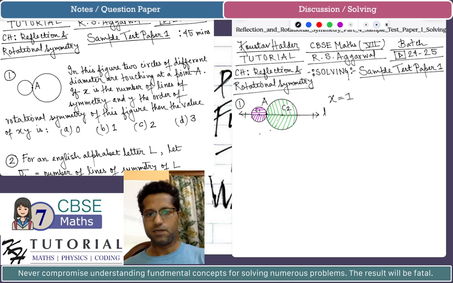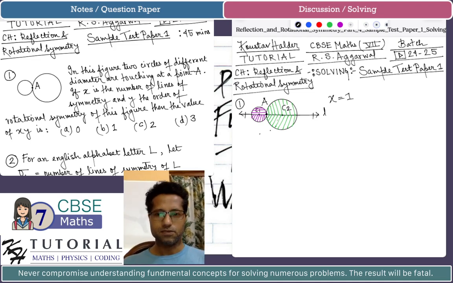Now, always remember that any figure will always have at least order of rotational symmetry 1, because if from its initial position, which we consider to be 0, you rotate the figure by 360 degrees, it will come back to its original position. So it will be identical. So n equals 1 is the minimum order of rotational symmetry for any figure.